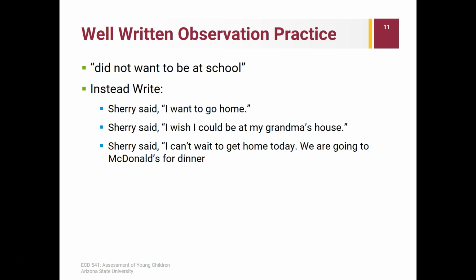Think about the comment, did not want to be at school. How would we ever know that Sherry did not want to be at school? The only way we could really know this were true is if Sherry said it. Otherwise, it would be challenging to support that judgment. These objective observations might have triggered the teacher to write that comment.